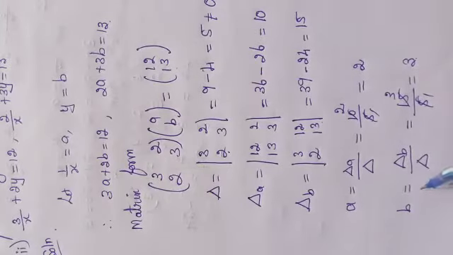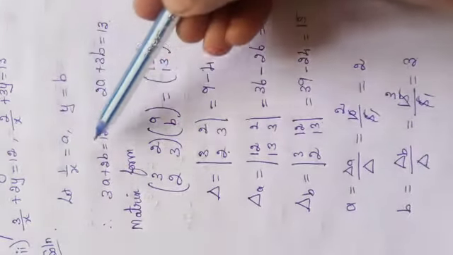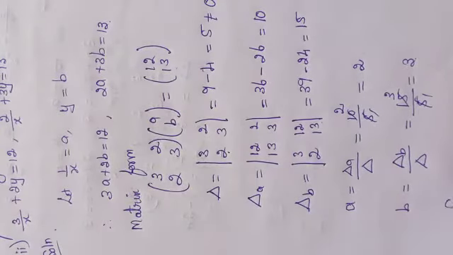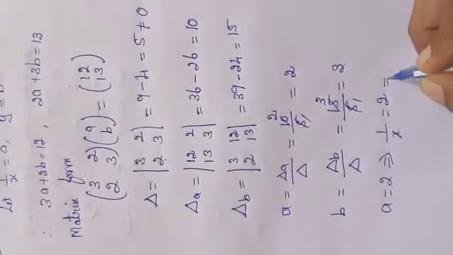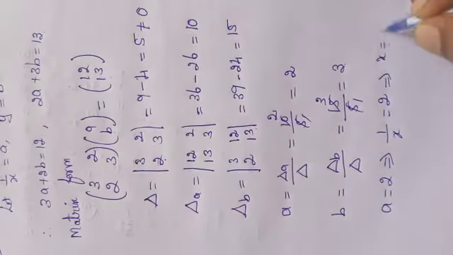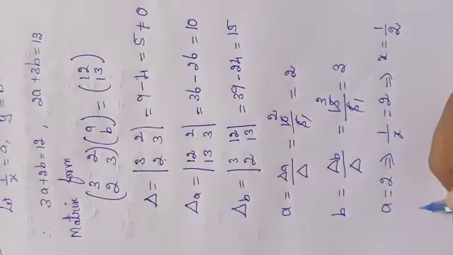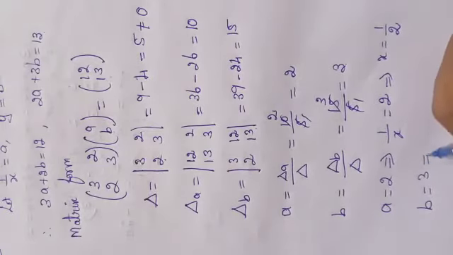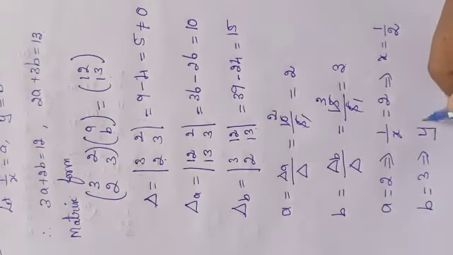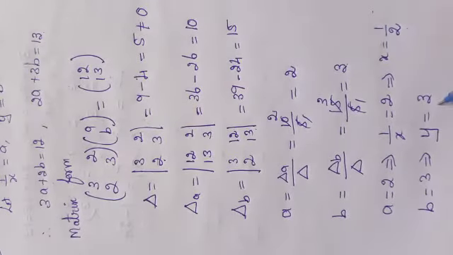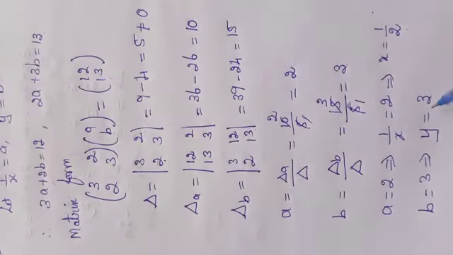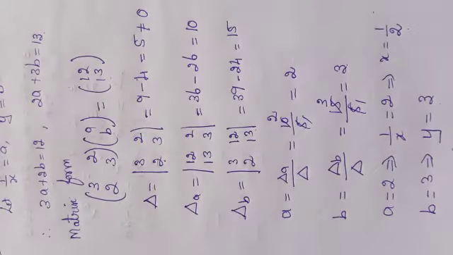See, a and b we have got it, but the given question is in x and y. So you can write a is equal to 2 implies 1 by x is equal to 2. Write in reciprocal. So which implies x is equal to 1 by 2. So b is equal to 3 implies, actually we took b, y is only equal to b, isn't it? y is equal to 3. Therefore our answer is x equal to 1 by 2 and y is equal to 3. If you want, you can verify and check whether our answer is correct or not.